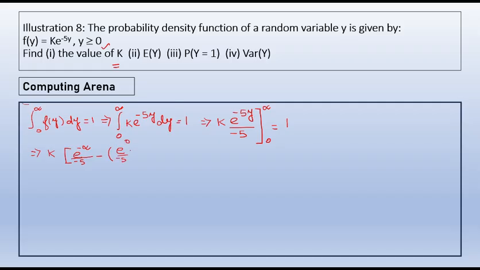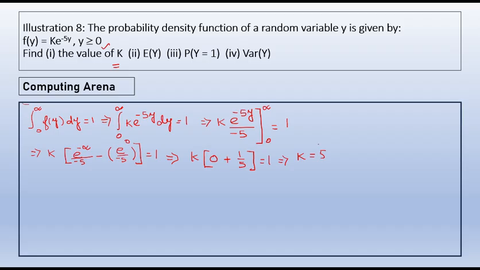So this is actually going to be equal to 1. This implies k to the power k into, so the 0, this minus and minus give you plus, e to the power 0 is 1. So this is ultimately give you 1 by 5. And so this 1 by 5 is equal to 1. So implies that k equal to 5.